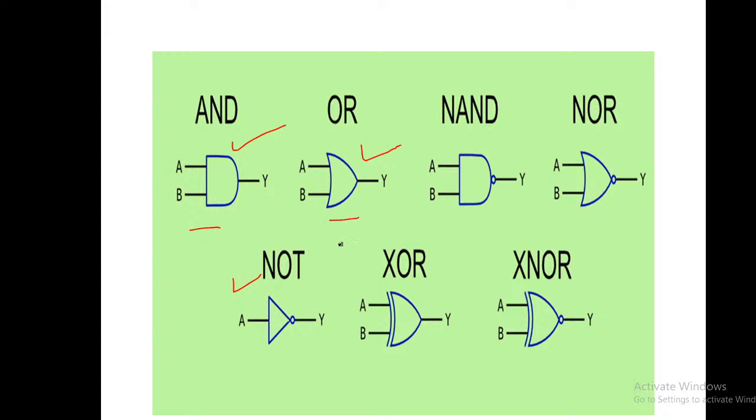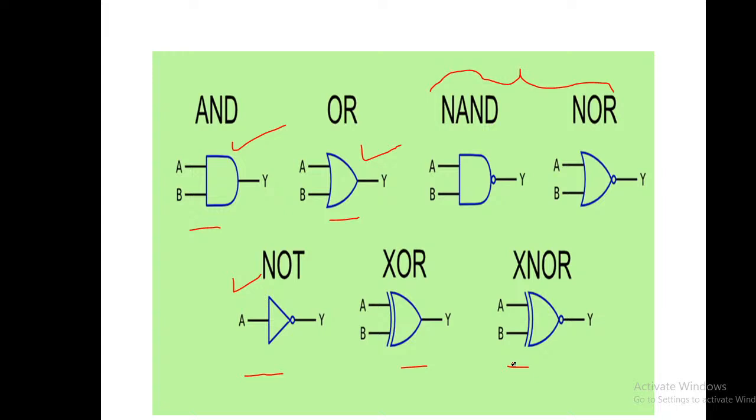This one, and this one. And two gates are known as the universal gates. The symbols are like this. I know you know this one, still I am repeating a bit. And these are the XOR and XNOR, right? Okay.